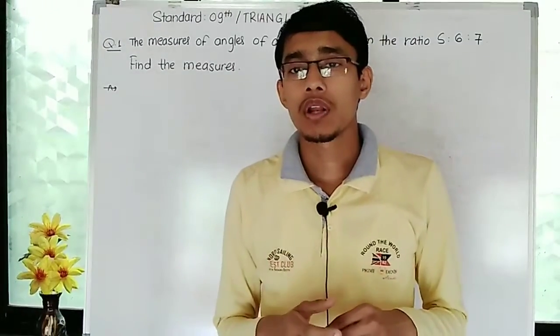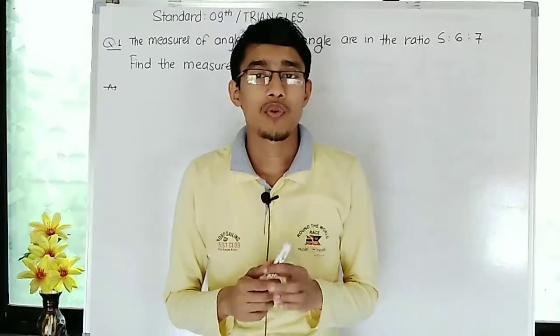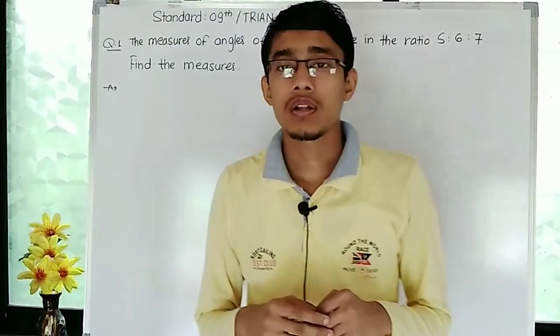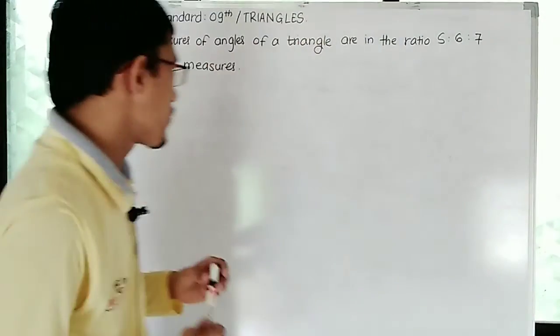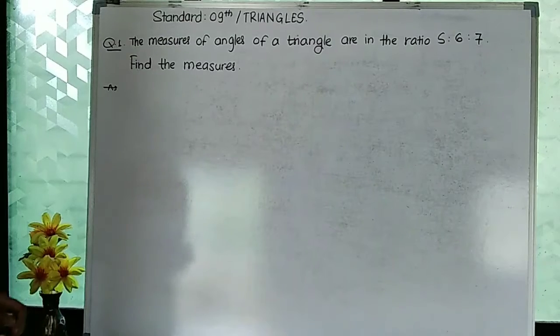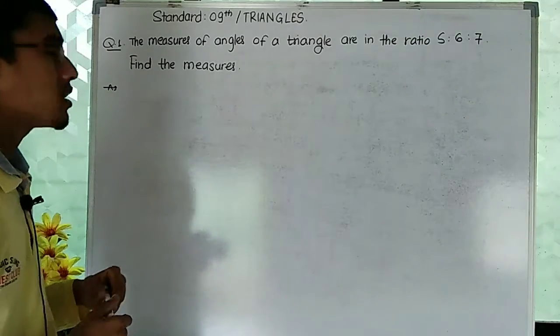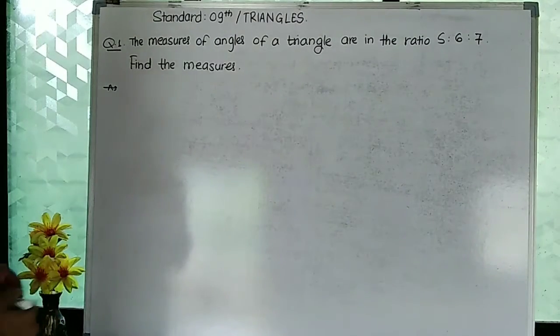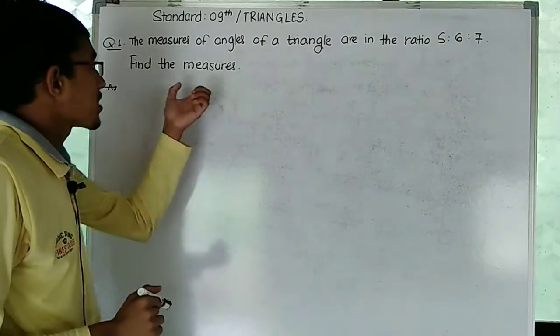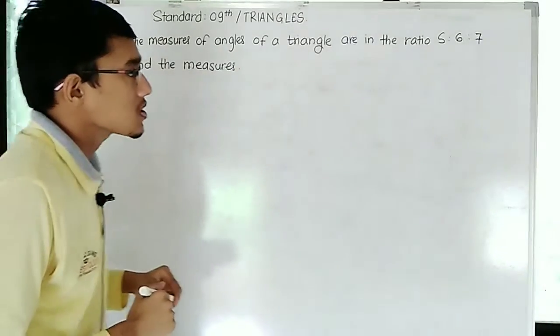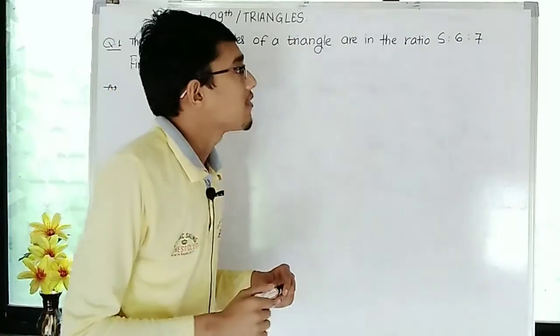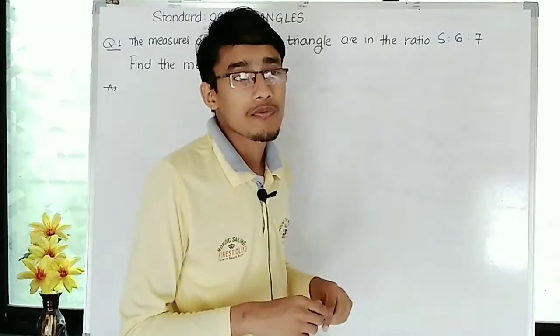Now in this particular lecture we are going to solve some of the questions by considering the properties of a triangle. Okay, so let us start with the very first question of the day. The question is, the measures of angles of a triangle are in the ratio 5:6:7. Find the measures. Okay, so the ratio is given for the angles of a triangle, and what is the ratio? 5:6:7.